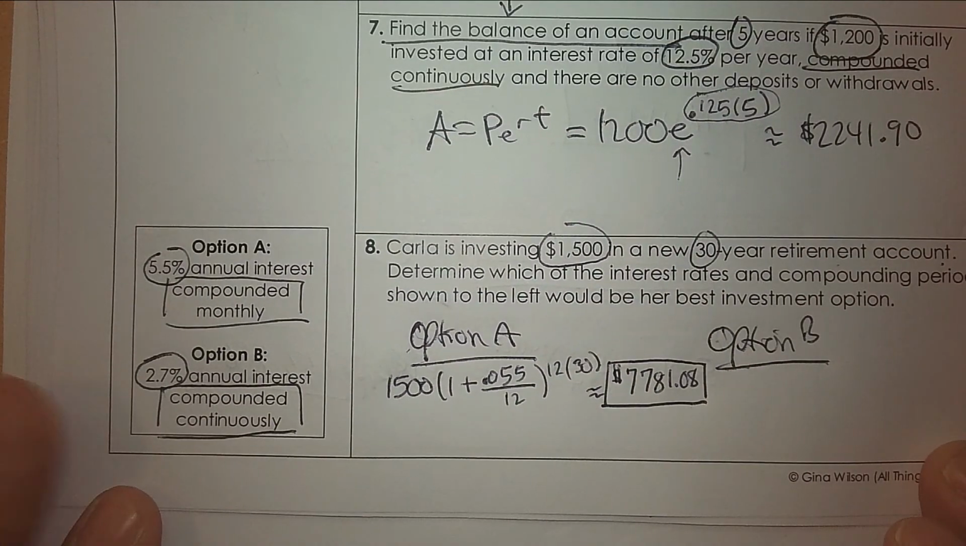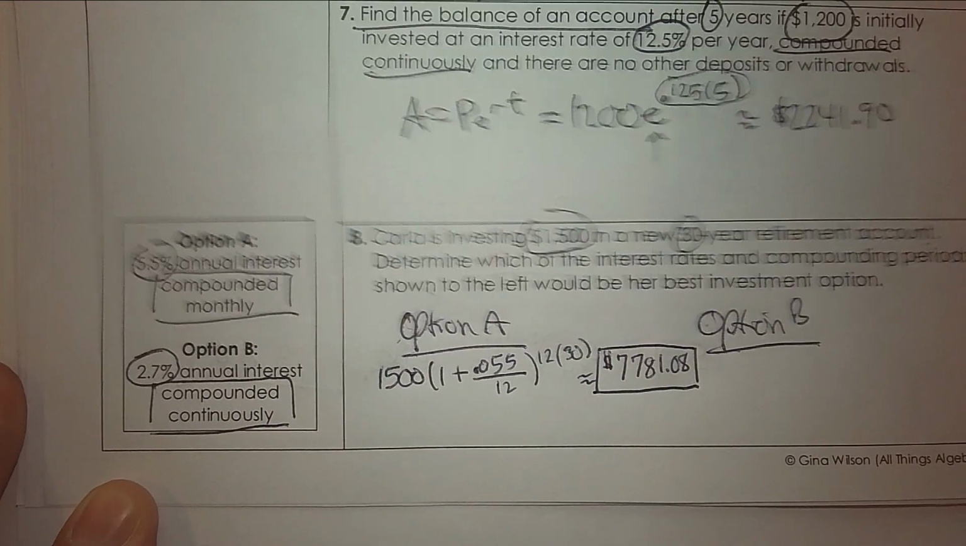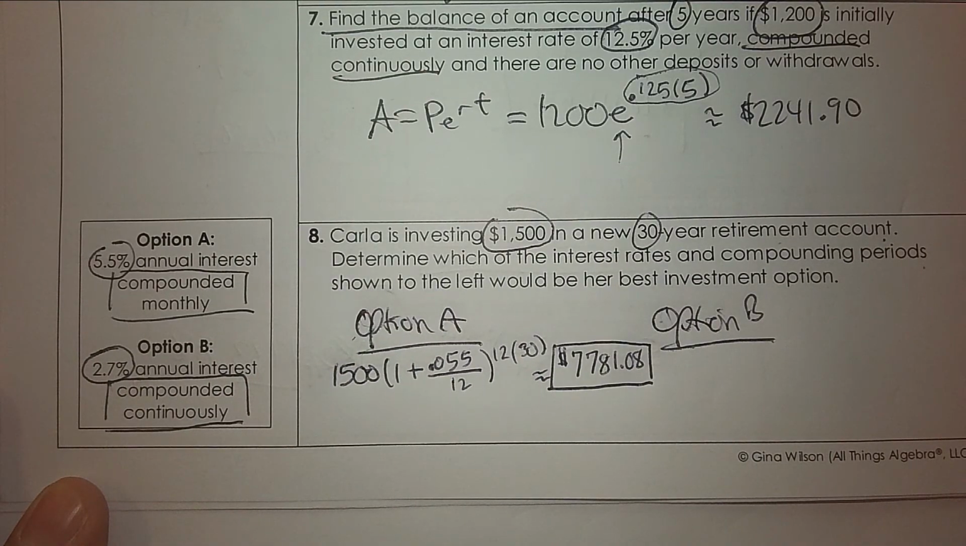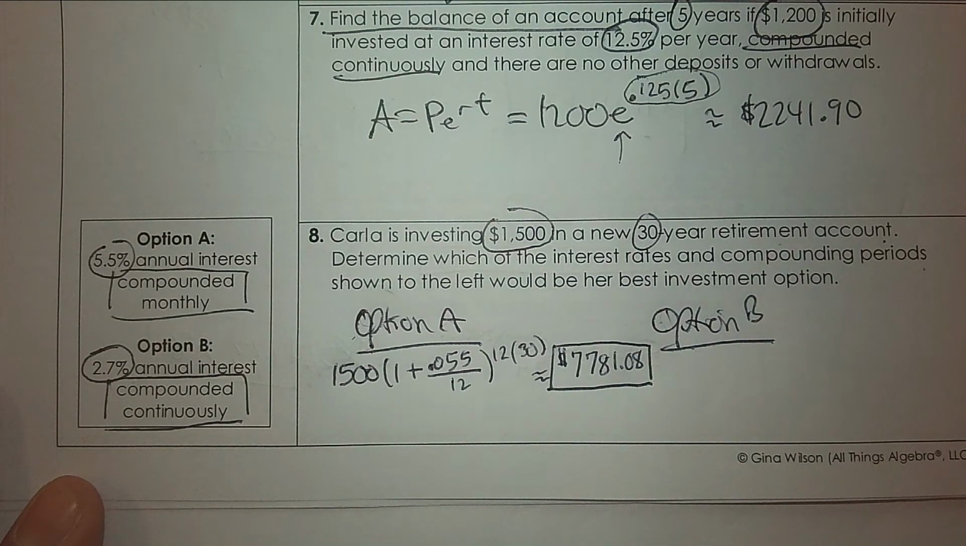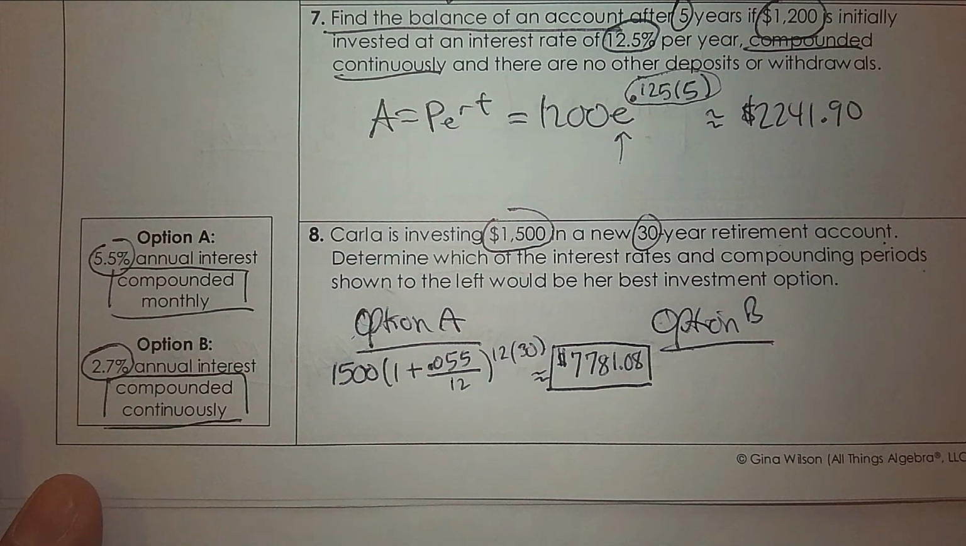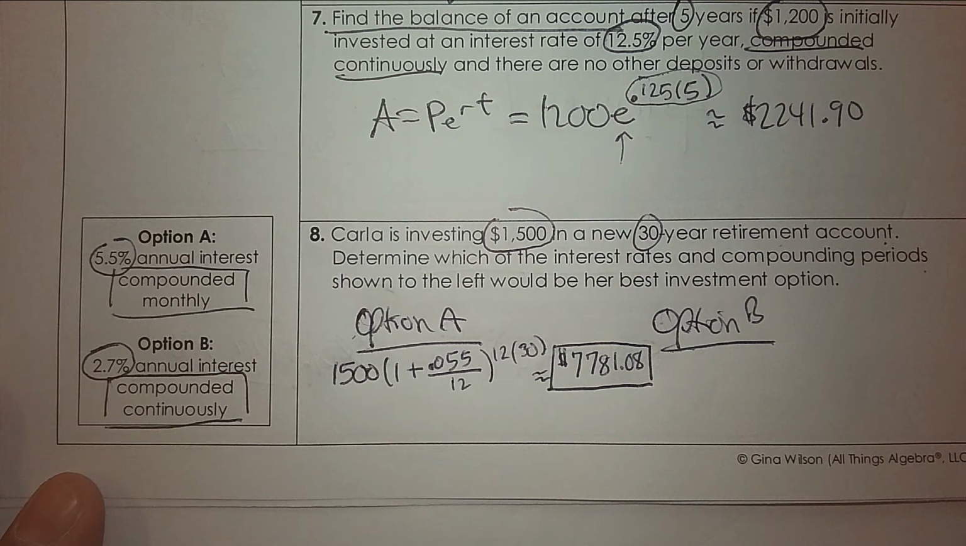When you're ready, look at the screen. Did you do option A correctly? Did you type it in correctly? So when it's compounded monthly, did you use the correct formula? Did you use monthly means 12 times a year? Now option B, can you calculate that?